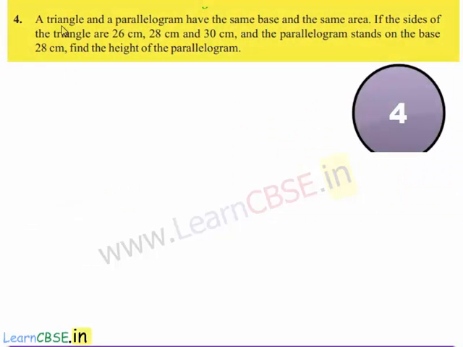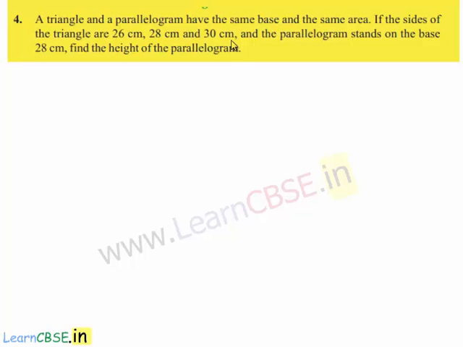Now let us move on to the fourth question. A triangle and a parallelogram have the same base and the same area. If the sides of the triangle are 26 centimeters, 28 centimeters and 30 centimeters and the parallelogram stands on the base 28 centimeters, find the height of the parallelogram. So let's move on to the solution.